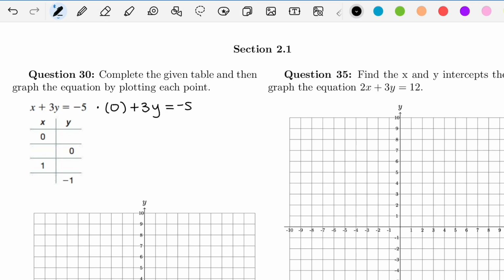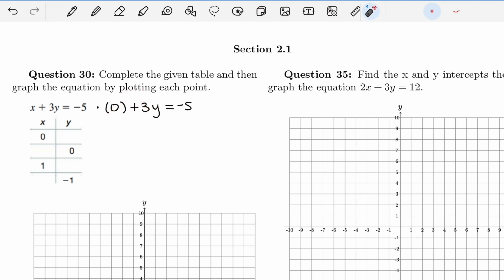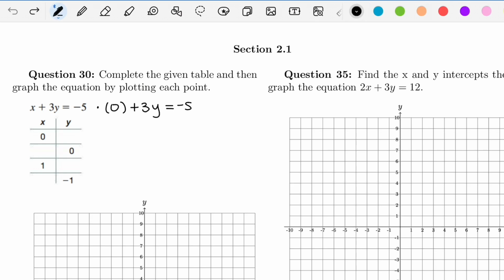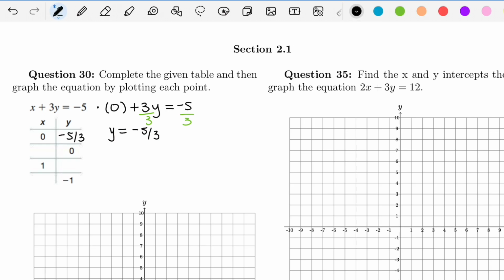Now what we want to do is just solve for y. We have 0 plus 3y, so that just gives us 3y on the left-hand side. So we'll divide by 3 on both sides here. So y is going to be equal to minus 5/3. So that is what this point is here in our table. When x is 0, we get y is equal to negative 5/3.